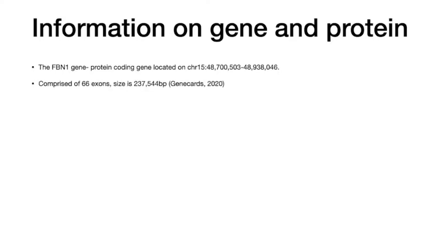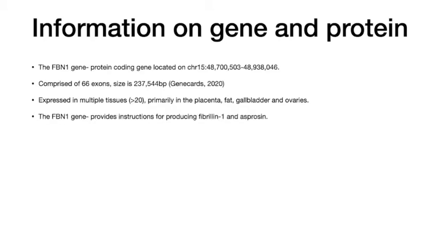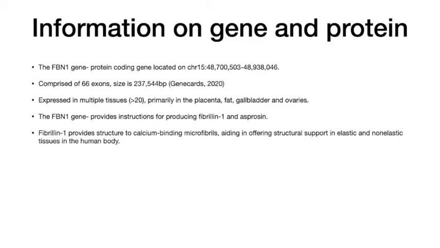It is comprised of 66 exons and is fairly large. The gene is expressed in multiple tissues, primarily in the placenta, fat, gallbladder, and ovaries. The gene provides instructions for producing a protein called fibrillin-1, as well as another protein called asprosin.